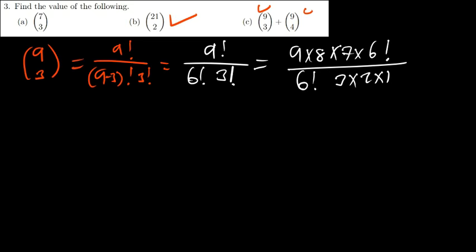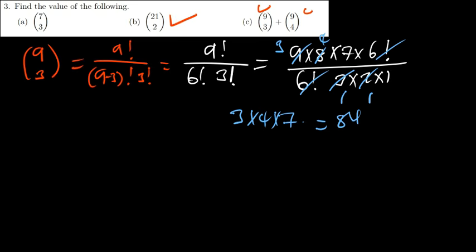So 6 factorial and 6 factorial will go. And then I'll say 3 there, 1. 3 here, 3. Then 2 there, 1. 2 there, 4. So what I've remained with is 3 times 4 times 7. What is the answer? 3 times 4 is 12. Okay. 12 times 7. So what is 12 times 7? It's 84. So the first part I have found 84.